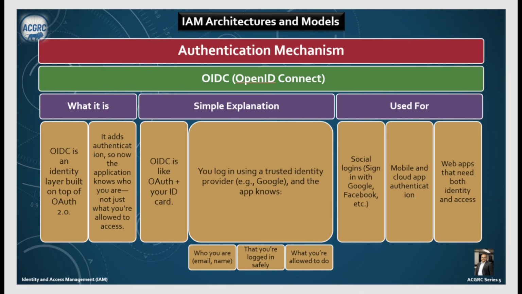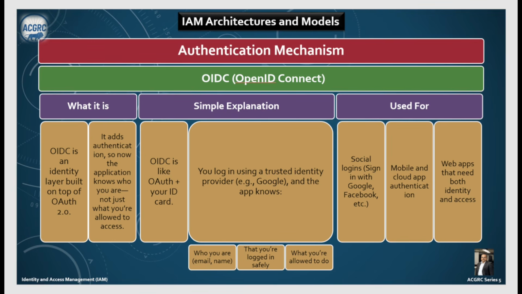Now let's look at OpenID Connect, or OIDC. OIDC is an identity layer built on top of OAuth. It adds authentication. So now the application knows who you are, not just what you are allowed to access. OIDC is like OAuth plus your ID card. You log in using a trusted identity provider and the app knows who you are, that you are logged in safely, and what you are allowed to do. It's used for social login, sign in with Google, Facebook, etc. That's OIDC. It's used for mobile and cloud app authentication. It's used for web apps that need both identity and access.